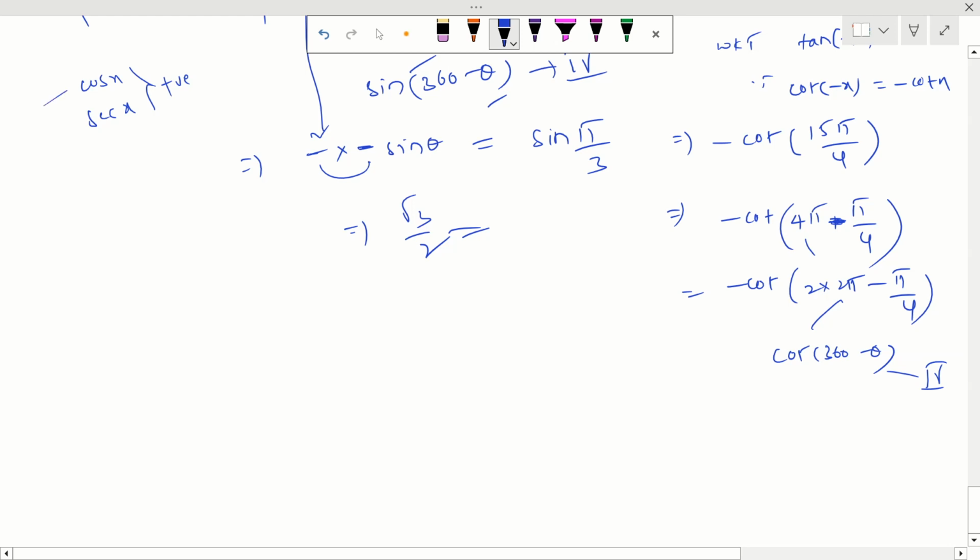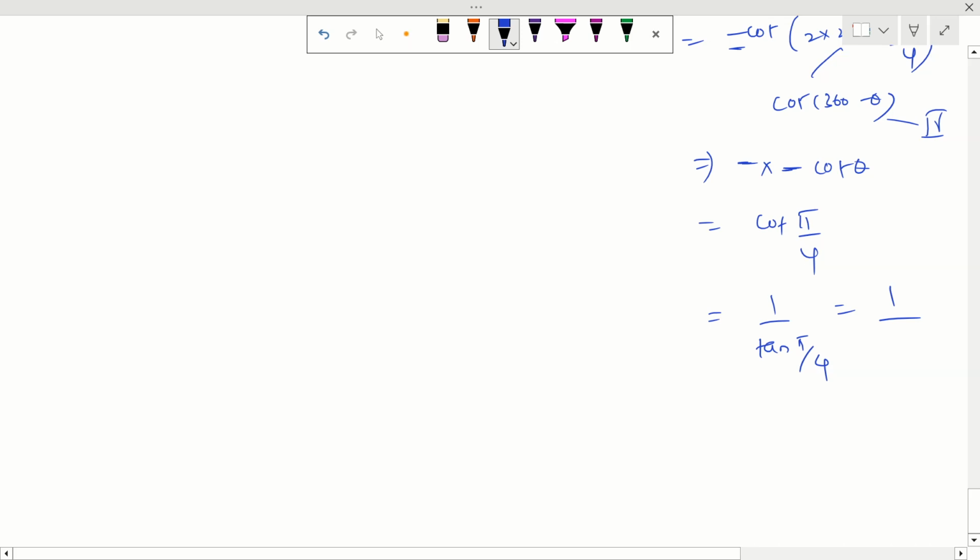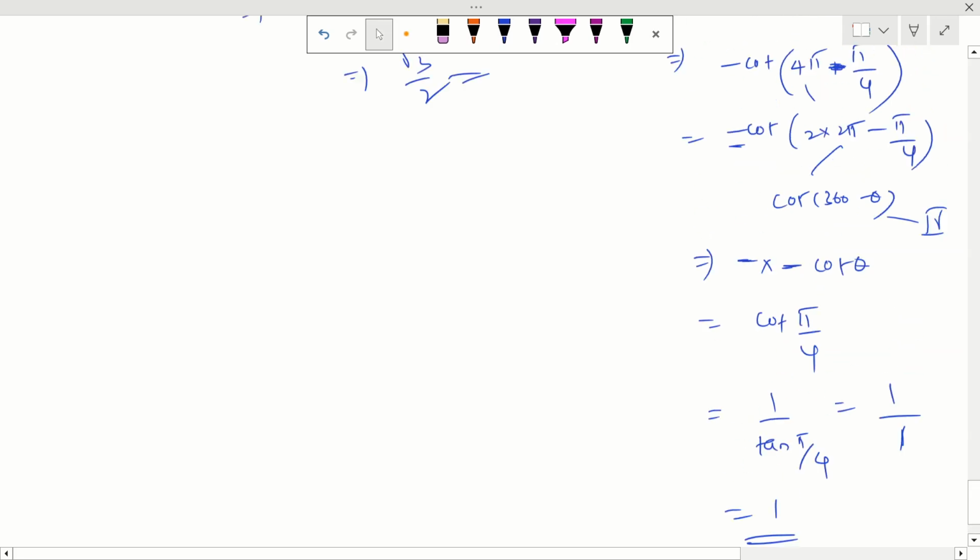In the fourth quadrant we know cos and secant are positive. Remaining are negative. Therefore it is negative. Here already minus is there, and fourth quadrant is minus. So minus into minus, cot theta. Therefore minus into minus is positive. This cot theta is pi by 4. Cot pi by 4 is what? Cot pi by 4 we can write as 1 by tan pi by 4. Tan pi by 4 value is 1. Therefore the value is 1 here.